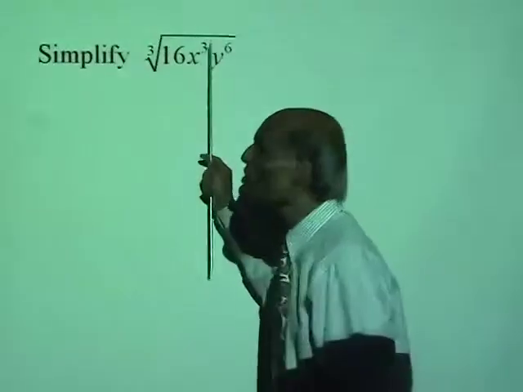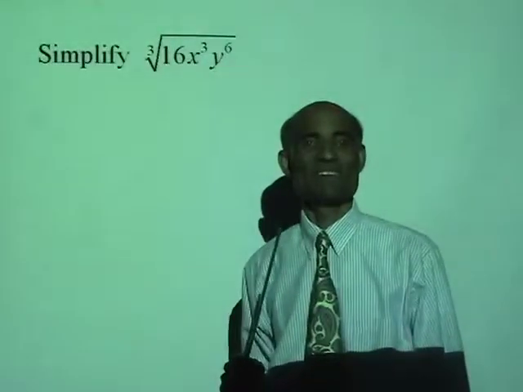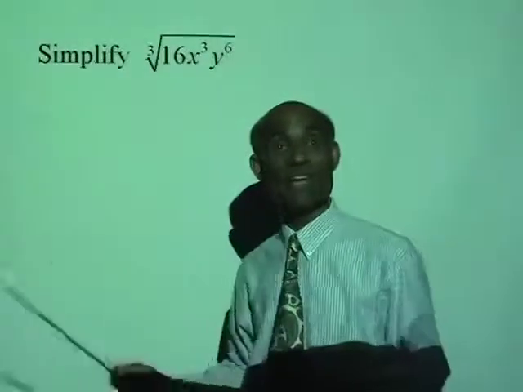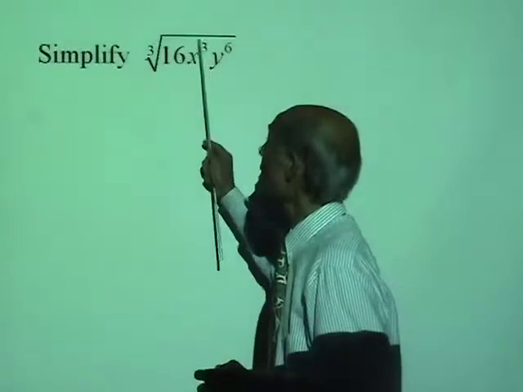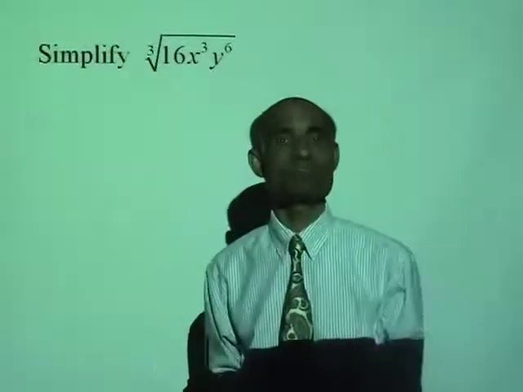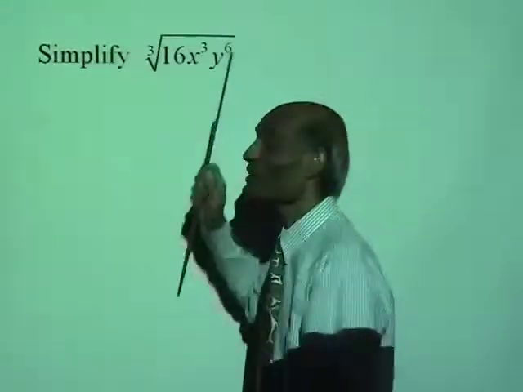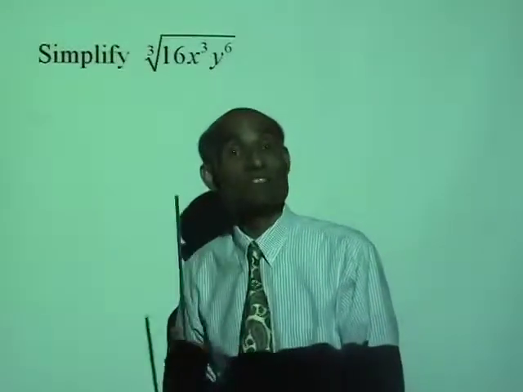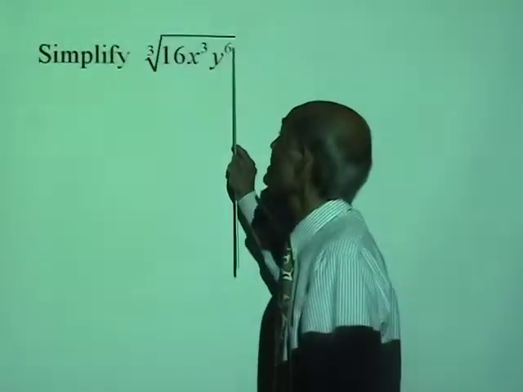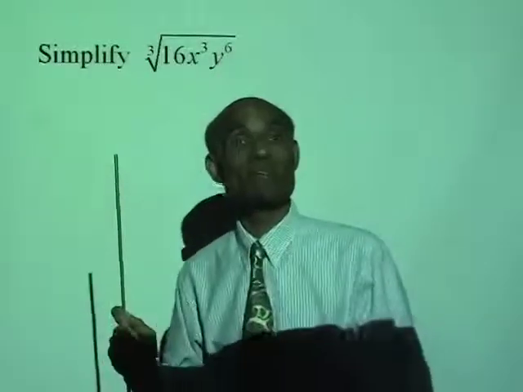Okay, how about x cubed? Can you recognize x cubed as a perfect cube? Yes, because that exponent 3 can be divided by 3. X cubed is a perfect cube. How about y to the power 6? It is also a perfect cube. Why? Because the exponent 6 can be divided by 3.